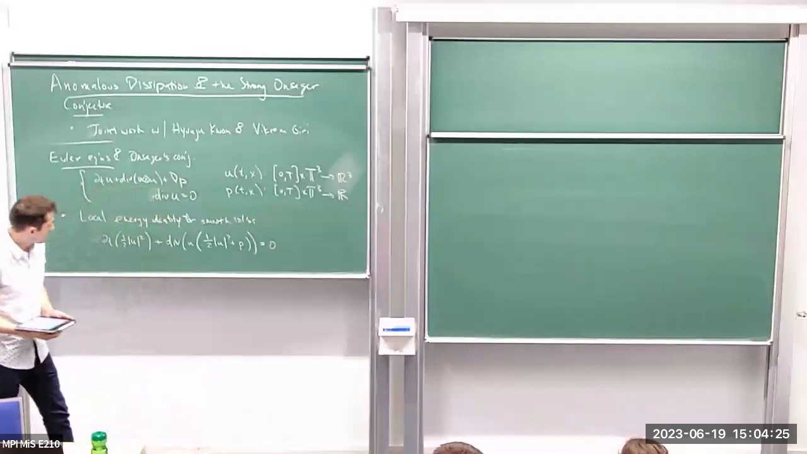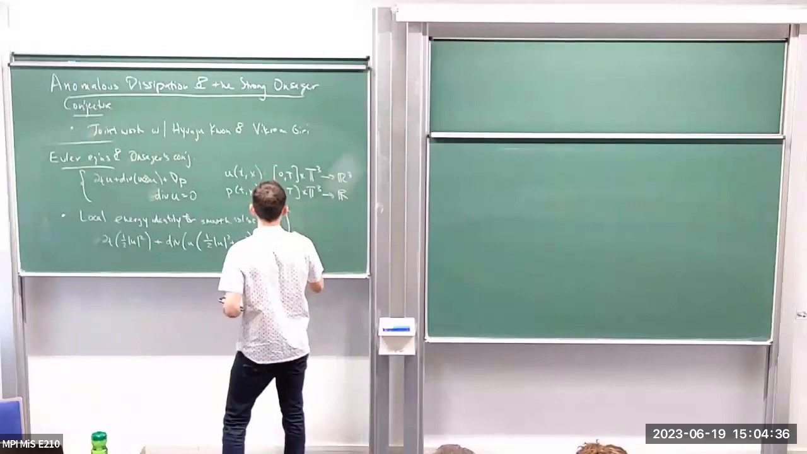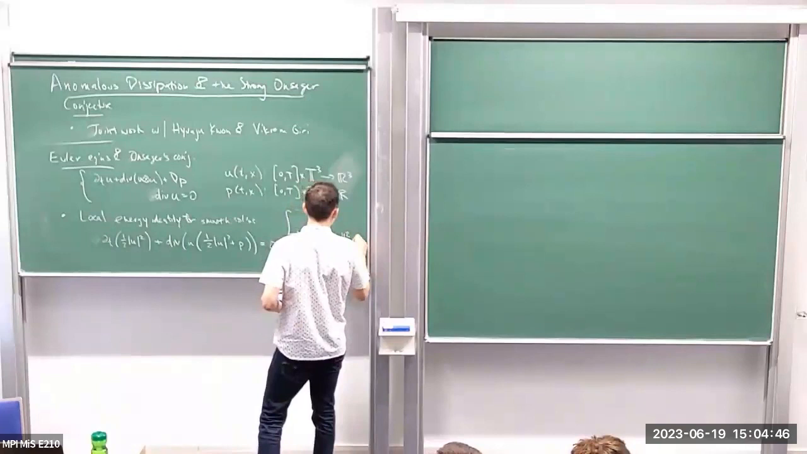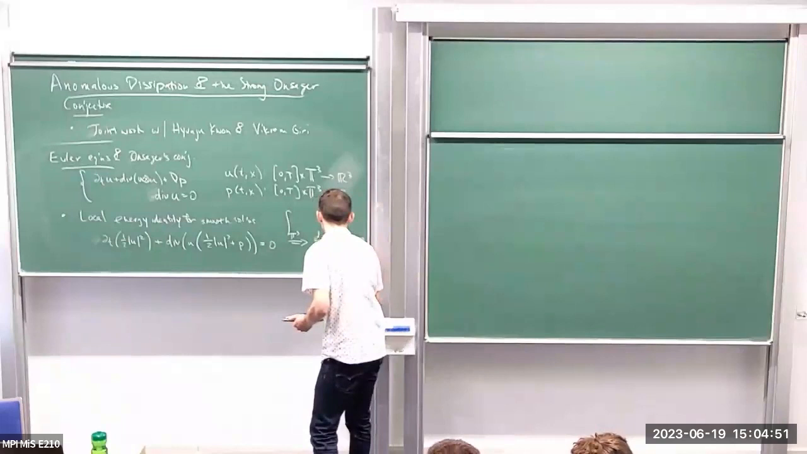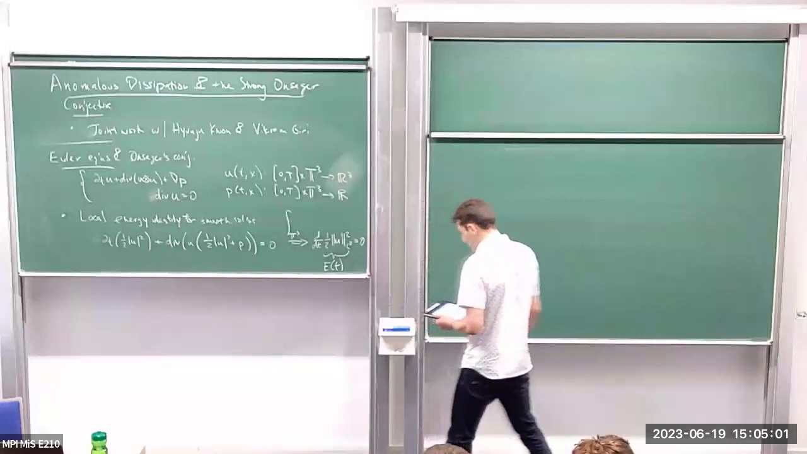And if I integrate this in space, so integral over T3, I get that d/dt of 1/2 the L2 norm of u squared equals zero. And let's call this E of t. This is the kinetic energy. So for smooth solutions, the total kinetic energy is a constant function of time.